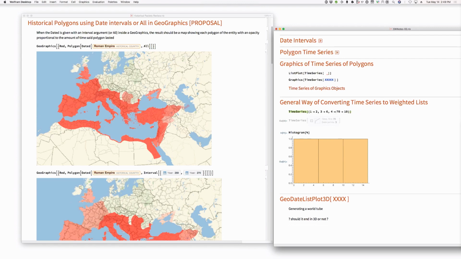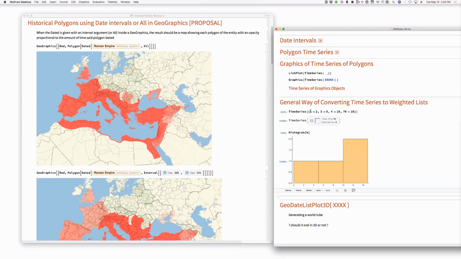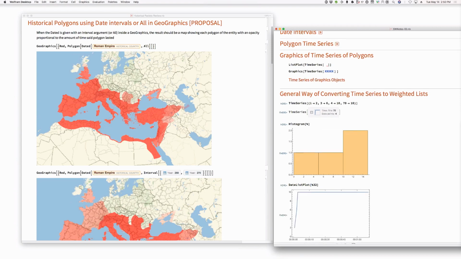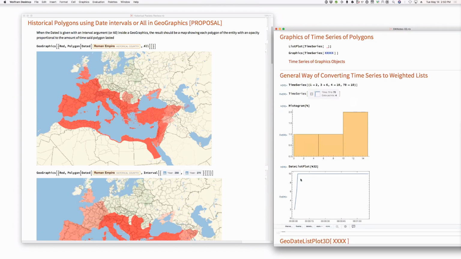Okay, but that's not doing what I wanted it to do at all. What I want is to find out about this time series. If I do a date list plot of that time series, right? Oh, wow. That's really funky. Okay, I understand. That makes some sense. So what I want to know is, weighted by how long I'm in each state, what is the probability distribution of the values? Do you understand what I'm saying?